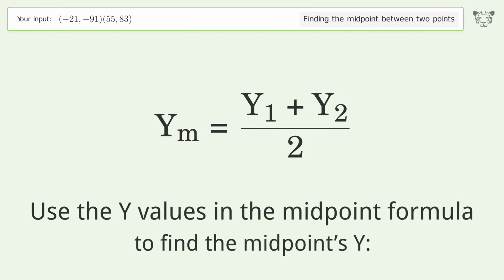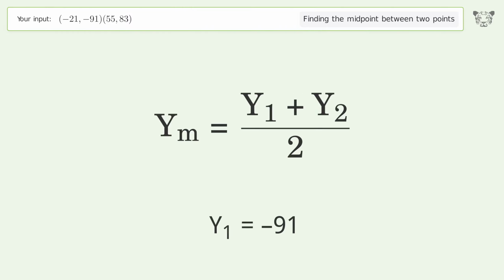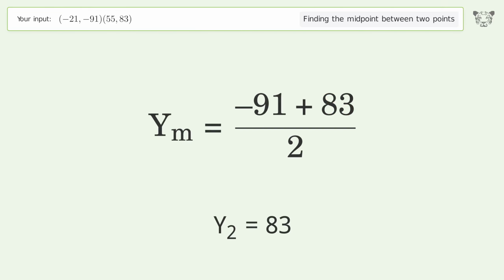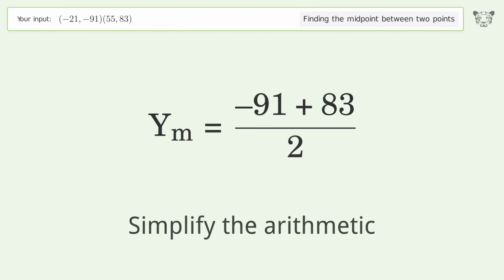Use the y values in the midpoint formula to find the midpoint's y. y1 equals -91. y2 equals 83. Simplify the arithmetic.